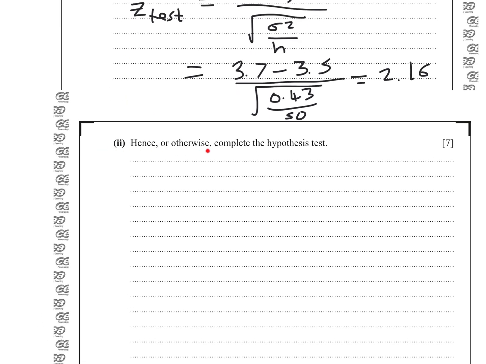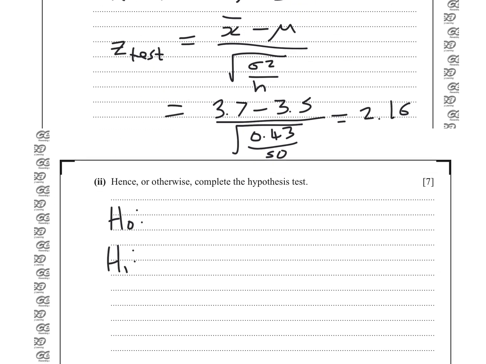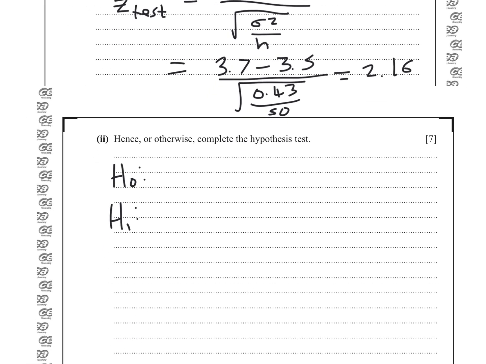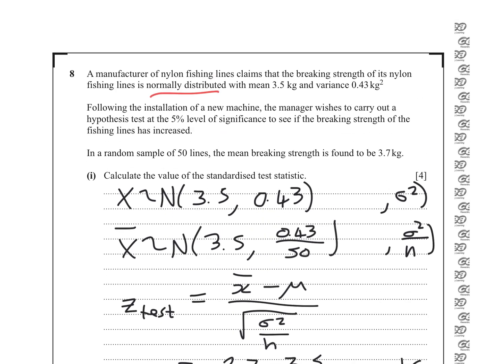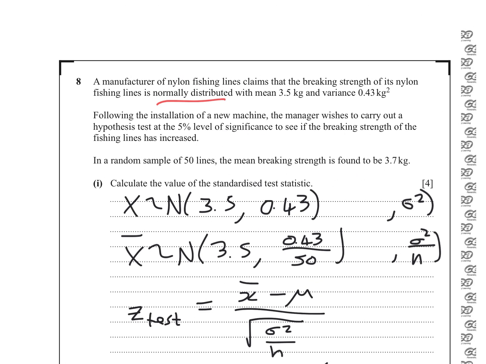And then it says, hence or otherwise complete the hypothesis test. A hypothesis test would start off with a null hypothesis and then an alternative. Hopefully you can already see this is a normal distribution because they've said so, and a normal distribution is talking about means. What do we assume the mean to be, and then what's the alternative for the mean? We assume it to be 3.5. They claim it to be 3.5 and you take their word for it and you think, right, that's what they say it is. That's our null hypothesis. Someone else has their suspicions. Let's find out what they think.